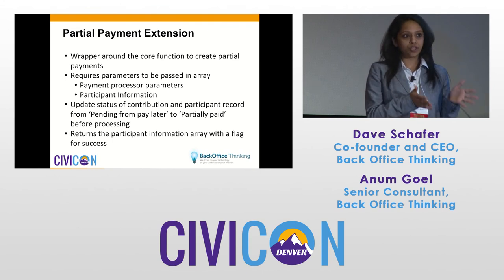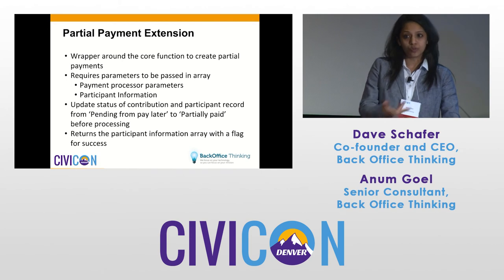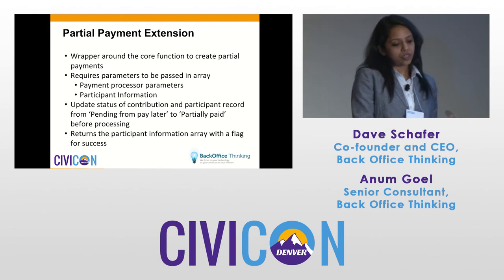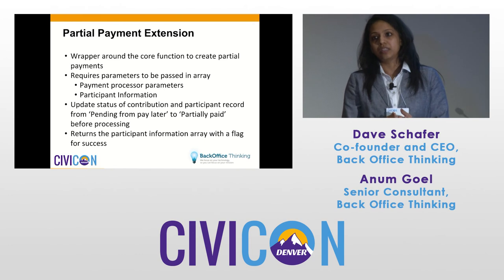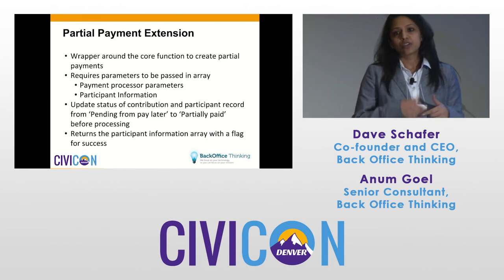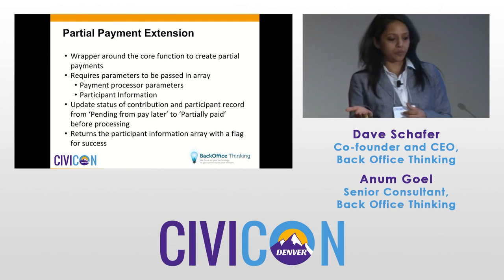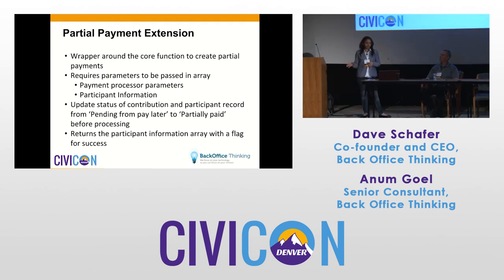We are passing a flag for the success or failure of the payment, and that can be used by the user interface extension to display the error messages. Now, these are the two parameters which are required by the partial payment extension. First is the payment processor parameter. The user interface extension calls the doDirect payment method to add the payment to the payment processor. So the same parameter set has to be sent to this partial payment extension.